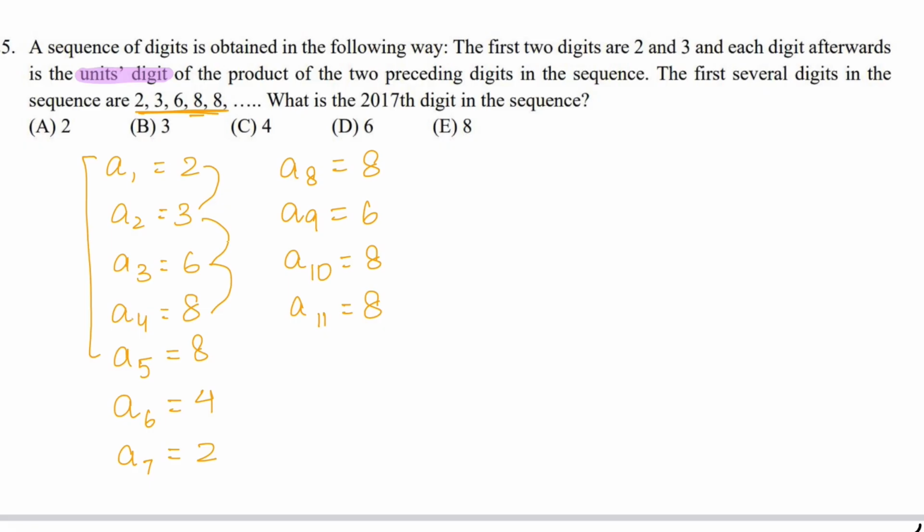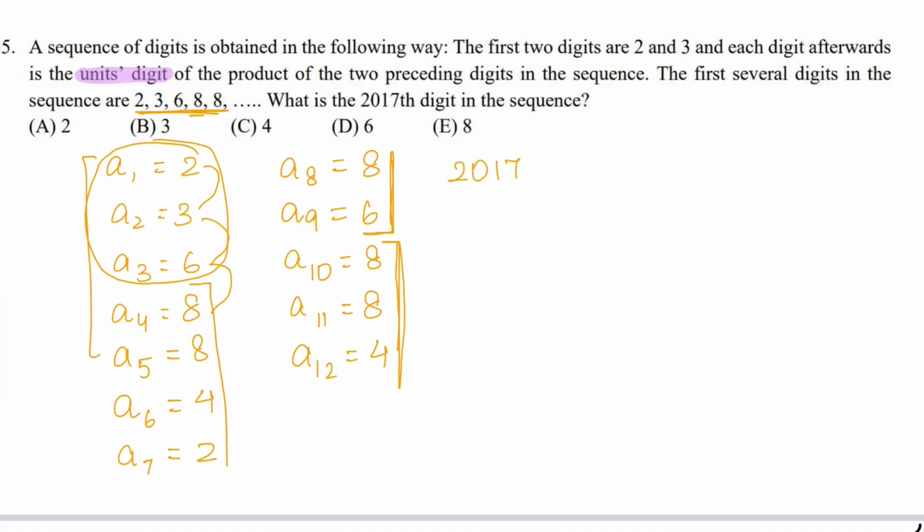So now you can see what pattern is emerging. Let's look at another term, A12. 8 times 8 is 64, so 4 is my unit digit. You can see that the double 8 in my fourth digit is repeating again in my 10th digit. So I have a pattern that can be seen from the fourth term to the ninth term, and there are 6 numbers that are repeating after it. However, the first 3 are fixed. 2, 3, and 6 are not repeating in the same order.